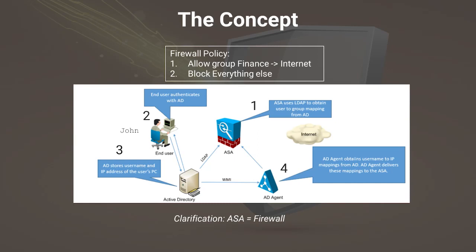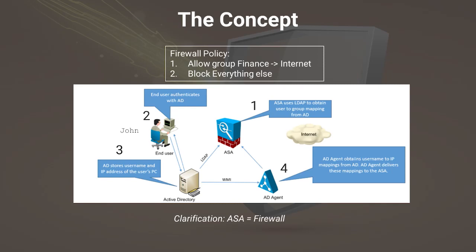So when the firewall sees a packet sourced from this IP address, for example, it will take a look into its user to IP mapping table to see if it knows about this IP address, to check if this IP address is bound to some username. So it finds out that this IP address is bound to the username John. Now it just needs to check the user to group table to find out which group John belongs to, and the firewall finds out that John belongs to the group finance.